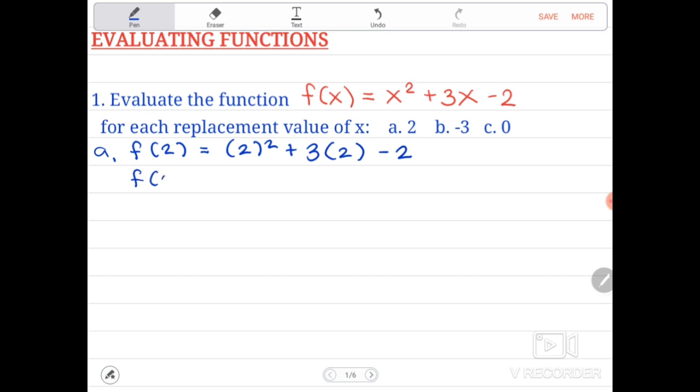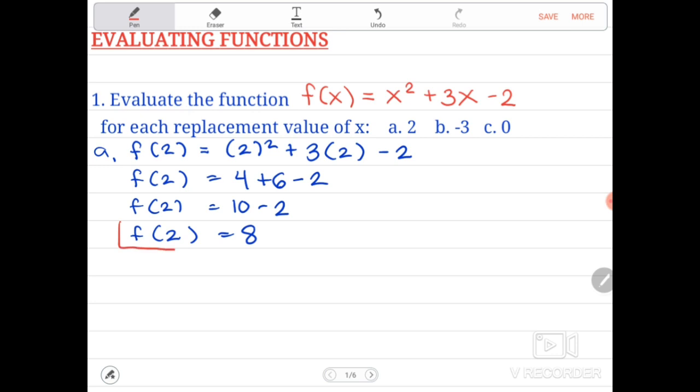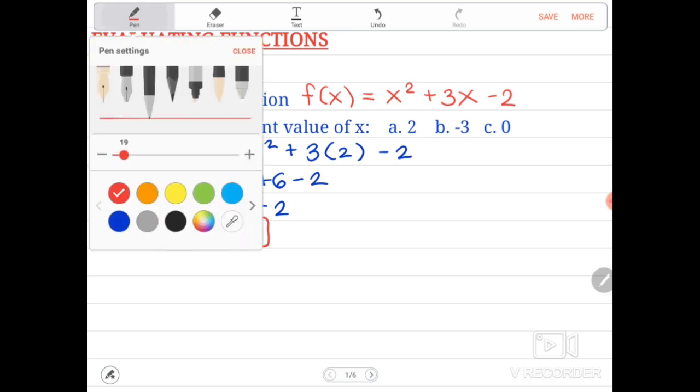F of 2 is equal to 4 plus 6 minus 2. F of 2 is equal to 10 minus 2. So lastly, f of 2 is equal to 8. So this will be the value of our function. As simple as that on how to evaluate a function.